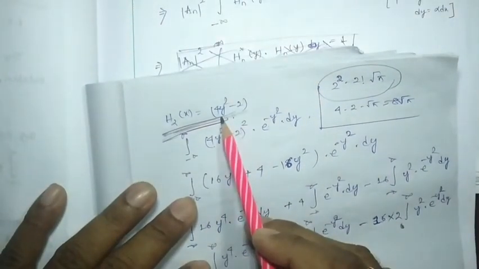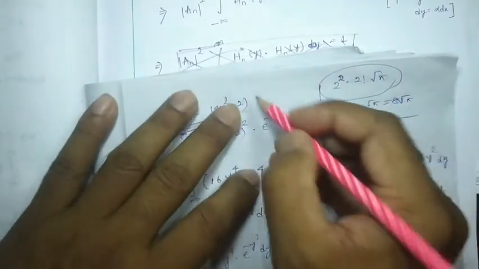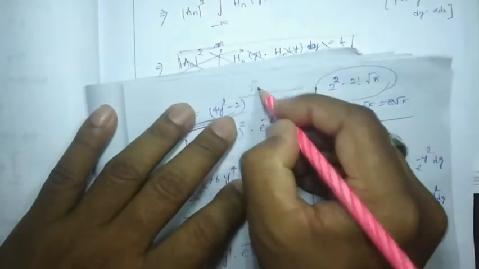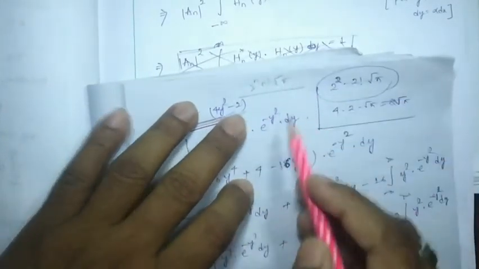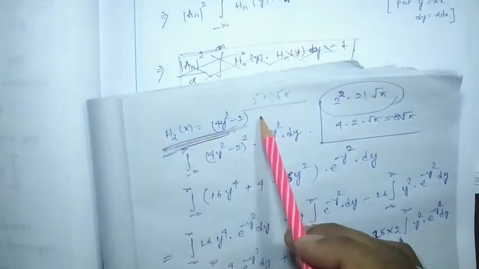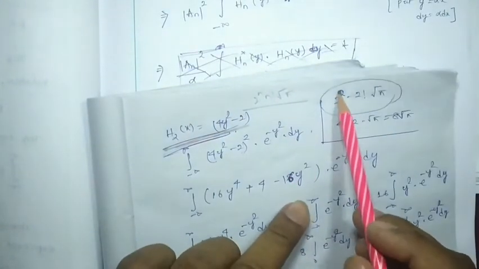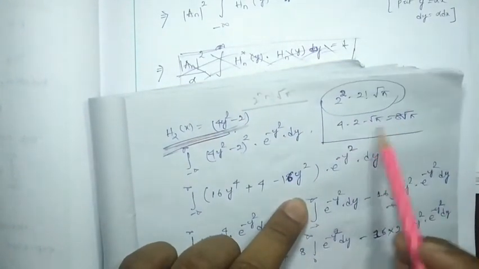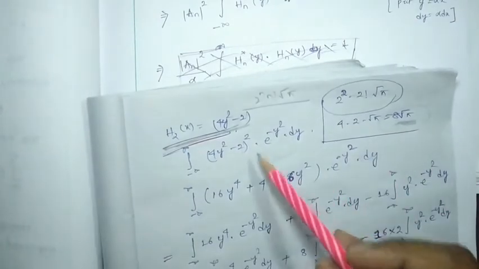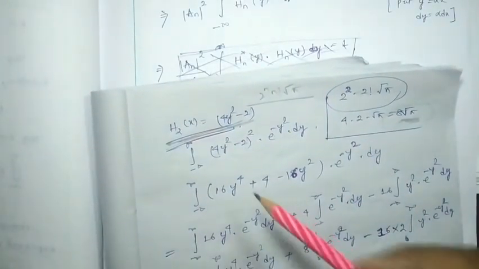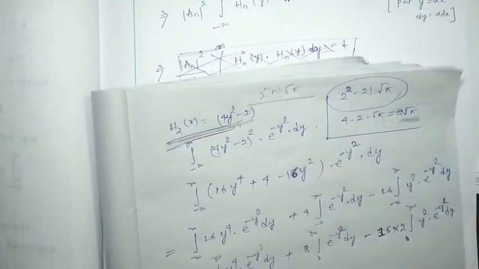If we consider 2 to the power n, n factorial and root pi, then by substituting the value of n as 2, it will be 2 to the 4, 2 factorial, root pi, which is 8 pi. So in this way, we have to cross check whether we are going to get 8 pi or not.